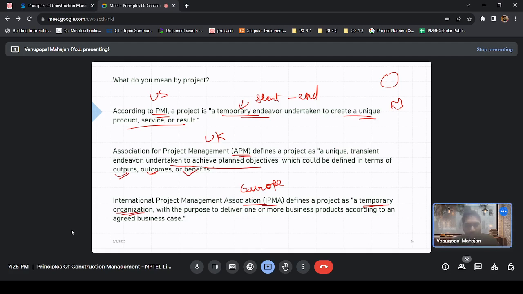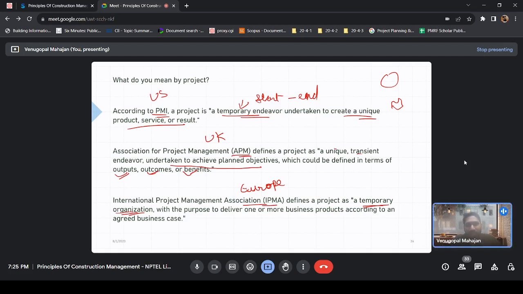Is this helpful for you guys? Yes, sir. Any questions or any objections? Sir, is there any Indian agency for any criteria, sir?